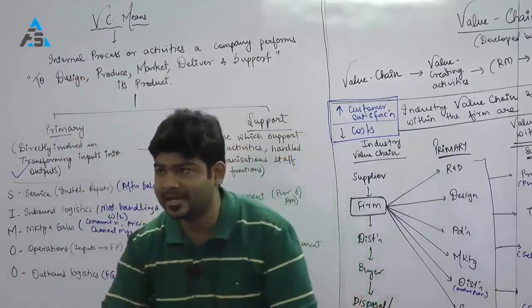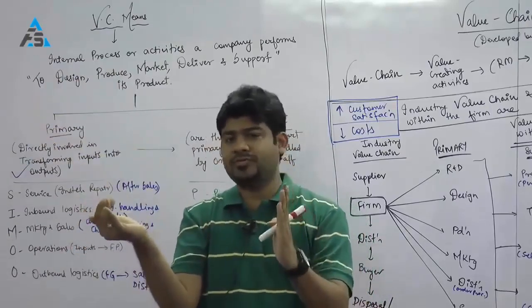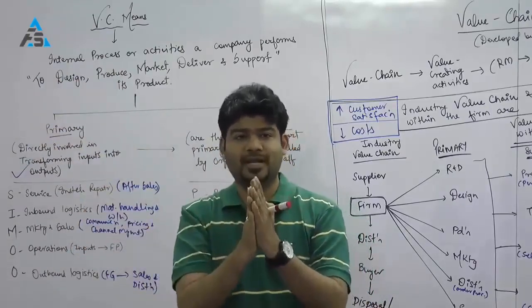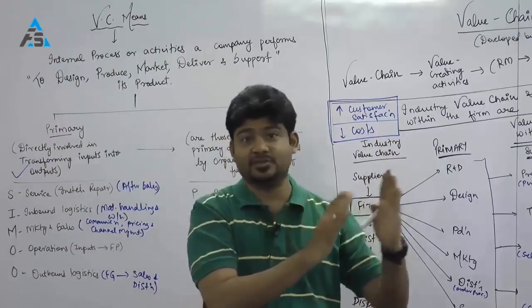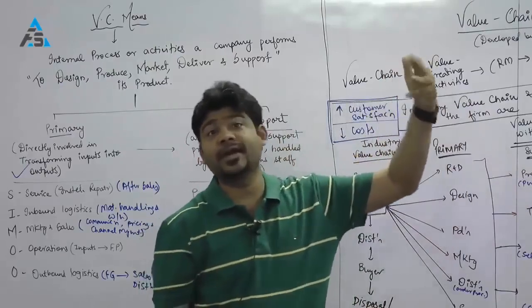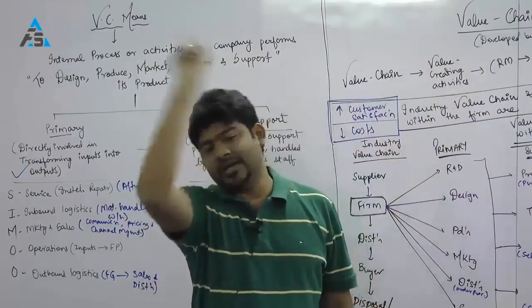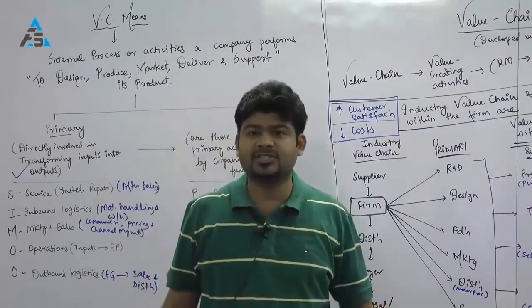ये pen manufacture करने के लिए मेरे को पहले raw material लाना पड़ेगा. Correct? उसको फिर बाद में convert करना पड़ेगा. Production में डालना पड़ेगा. Finally, finished goods आएगा. Finished goods पे game खत्म होते हैं? नहीं. Sale तो करना है ना? तो sale करना पड़ेगा. Sale करके game खत्म होता है? नहीं. After sales भी करना पड़ेगा. If you miss out on any part, then you will not get your customer back.